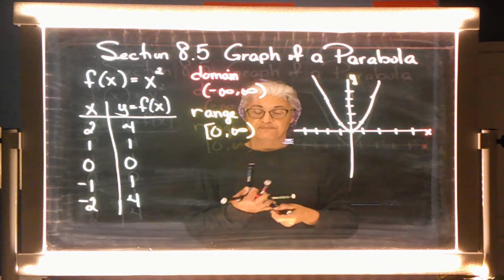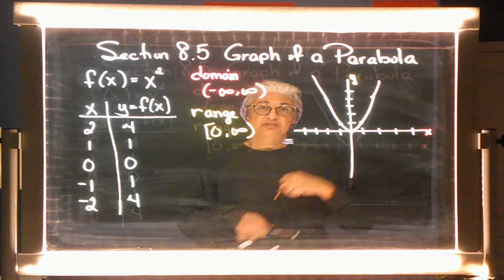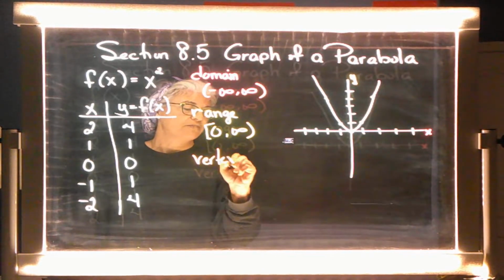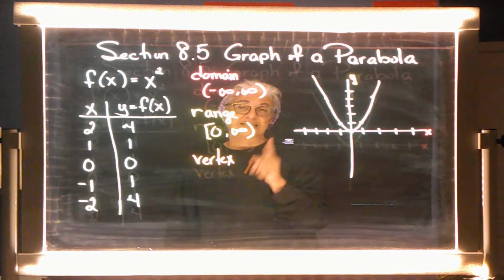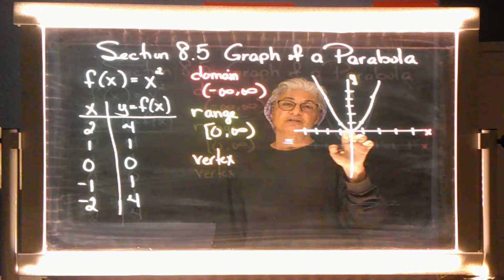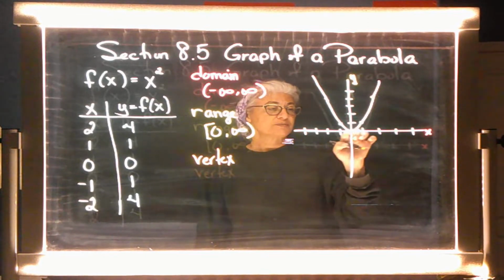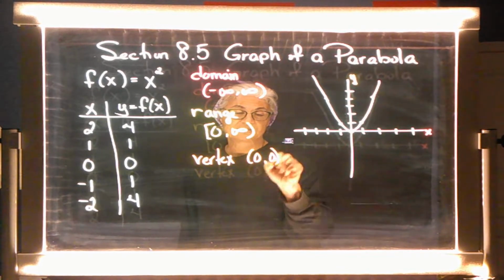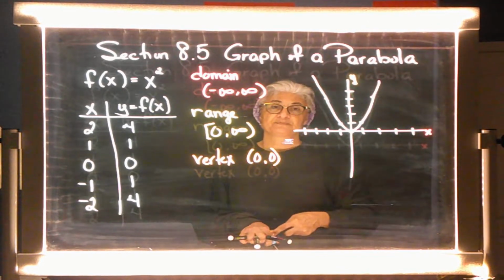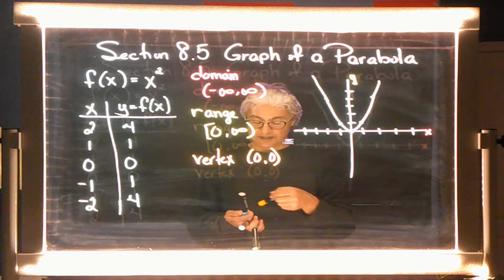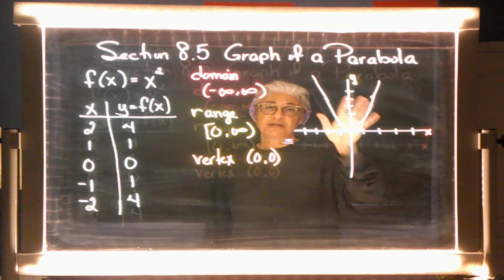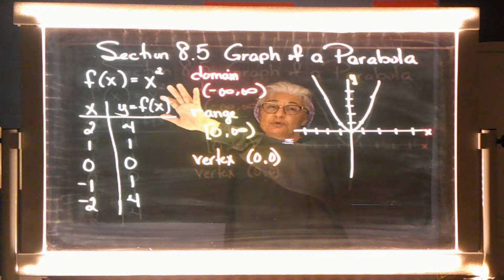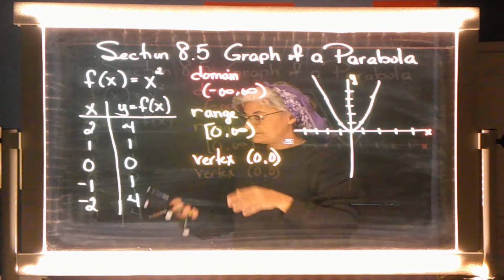You with me? Okay. One last piece of information to identify is this thing called the vertex. Now, the vertex is where the turn of the parabola is. So this parabola turns at 0, 0. So my vertex would be considered 0, 0. Good? Are you guys with me? Okay. Now, this is what I call the parent graph.